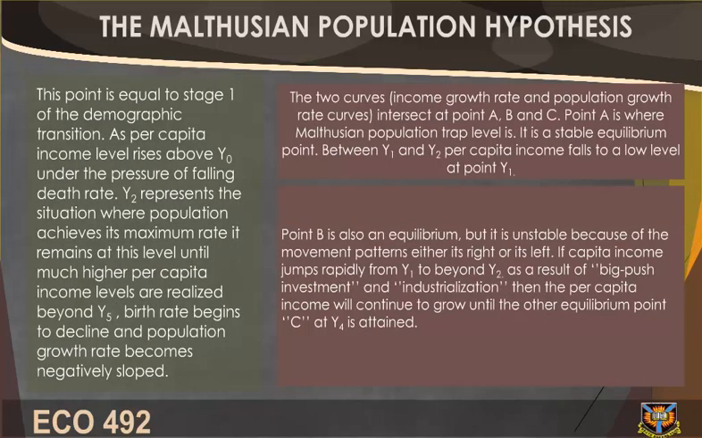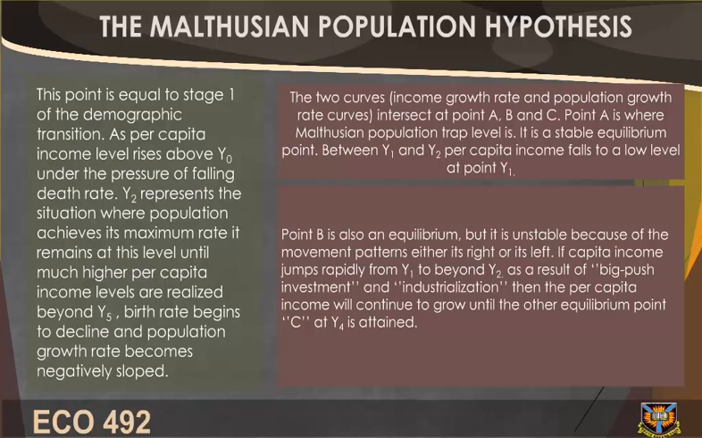This point is equal to stage 1 of the demographic transition. As per capita income level rises above Y0 under the pressure of falling death rate, Y2 represents the situation where population achieves its maximum rate. It remains at this level until much higher per capita income levels are realized beyond Y5. Birth rate begins to decline and population growth rate becomes negatively sloped.